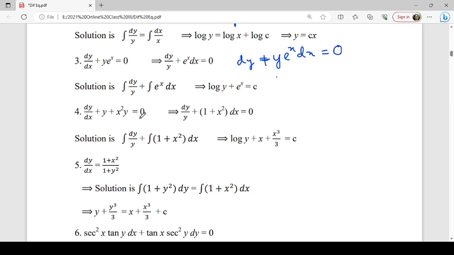Next, dy/dx, same procedure. This will be number 4. This will be what? dy plus y plus x square y, with this dx will come as product, is equal to 0. Then y divided by y, we get dy by y, and this y goes, so 1 plus x square dx. So with dy only 1 by y is there, and with dx only 1 plus x square is there, and then you make the solution.